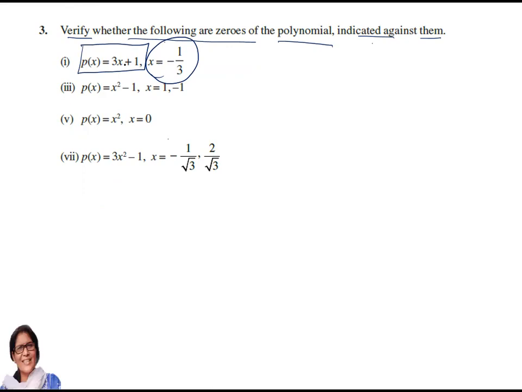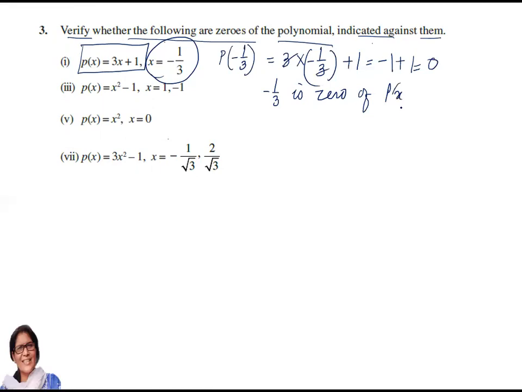कैसे टेस्ट करेंगे? x के जगह पे -1/3 डालेंगे. अगर px का वैल्यू पूरा 0 हो जाएगा तो ये जीरोज है. So what I write here: p(-1/3) is equal to 3 into -1/3 plus 1. Now simplify. 3 into -1/3 is -1. 3 3 कट जाएगा. Plus 1 is 0. So -1/3 is 0 of your px is equal to 3x plus 1.